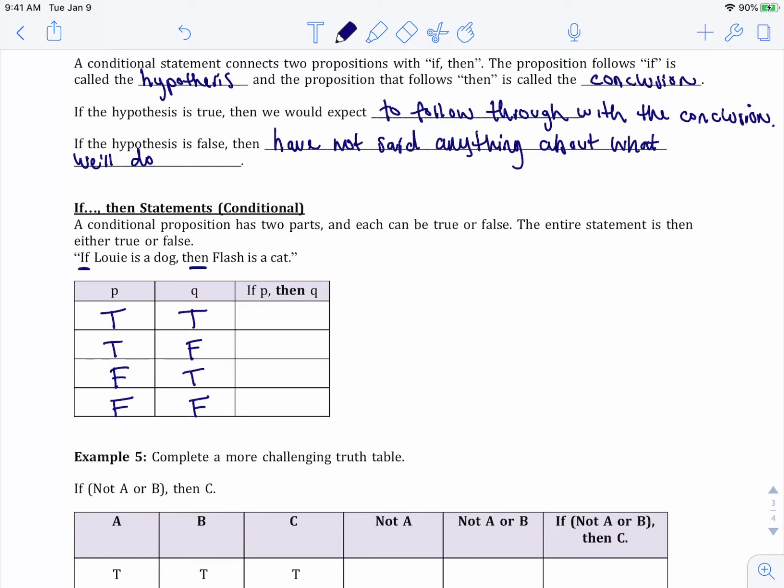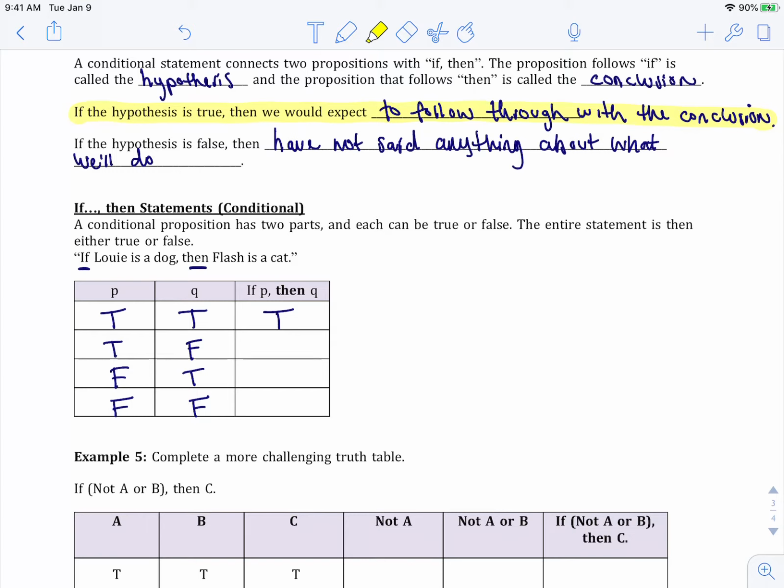If Louis is a dog, which is true, then Flash is a cat. Well, that's true. Does that make sense? Because sure, if Louis is a dog, then yeah, they're both true. Now this one, so I'm following here. If the hypothesis is true, I follow with whatever the conclusion is. So let's make sense of that.